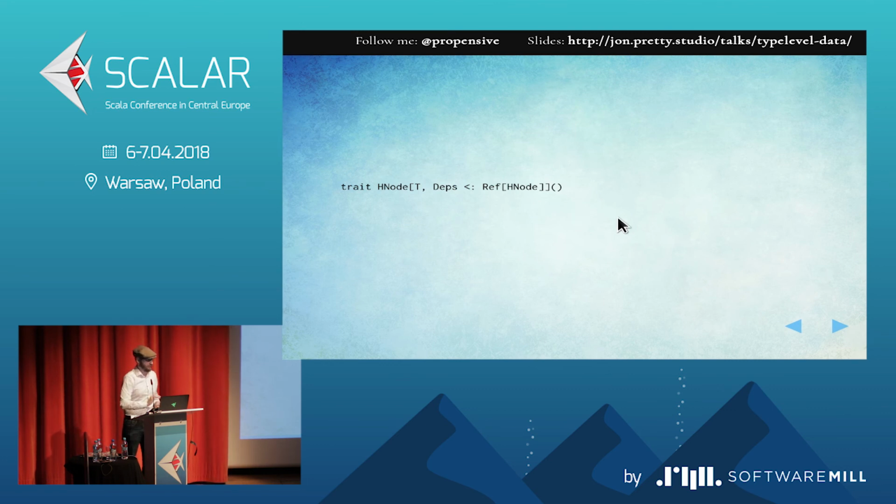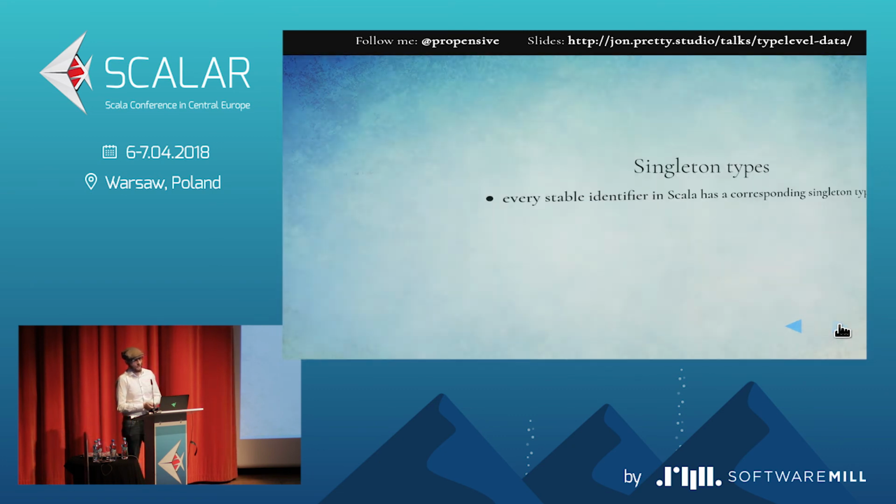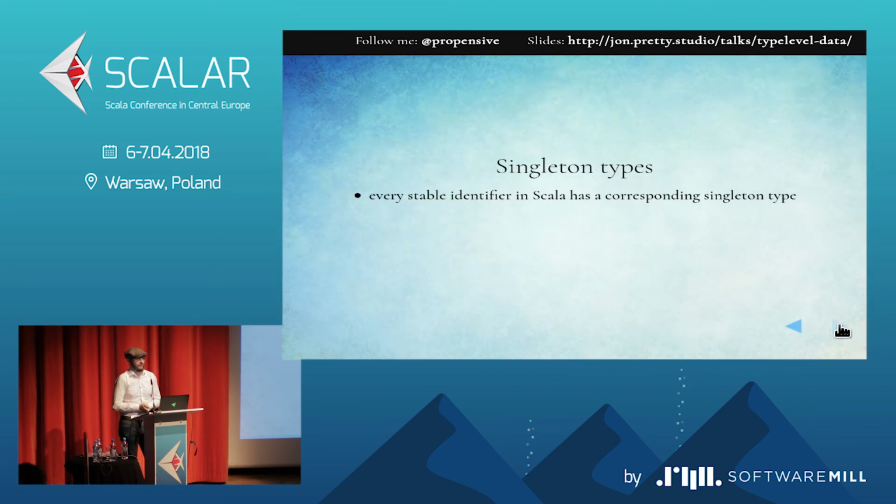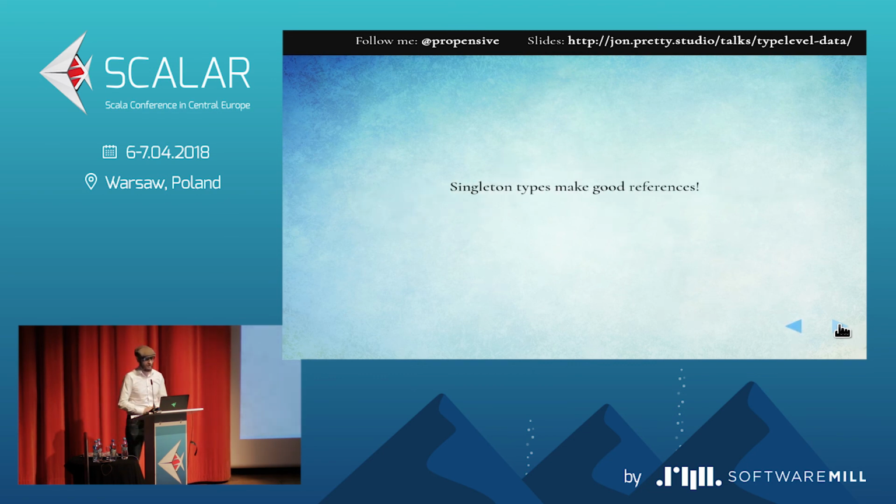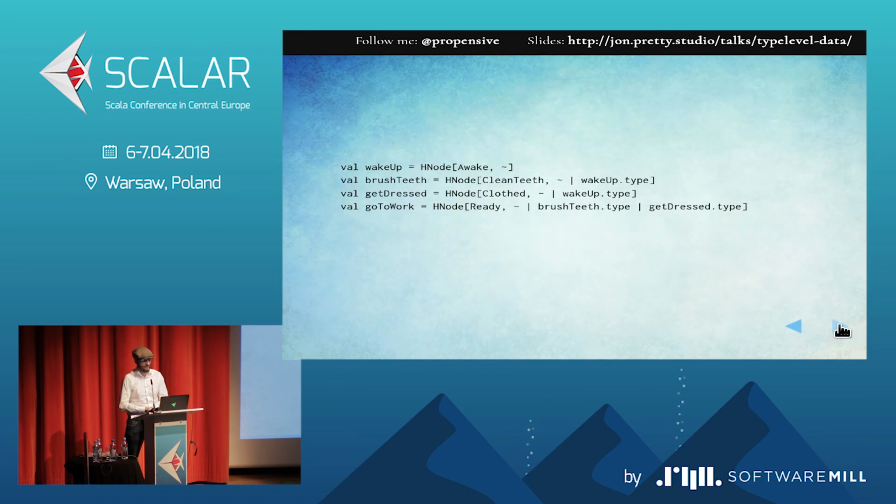And this seems like a perfect opportunity to look at singleton types. Singleton types exist merely by virtue of an identifier existing in a certain scope in the compiler. A stable identifier has to be a val, or a parameter to a case class, or a parameter to a class, or a lambda parameter, something which is never going to change, not a def, not a var. It is a type with only one member, which is that value itself. And they actually make very good references for our purposes of constructing a DAG at the type level.